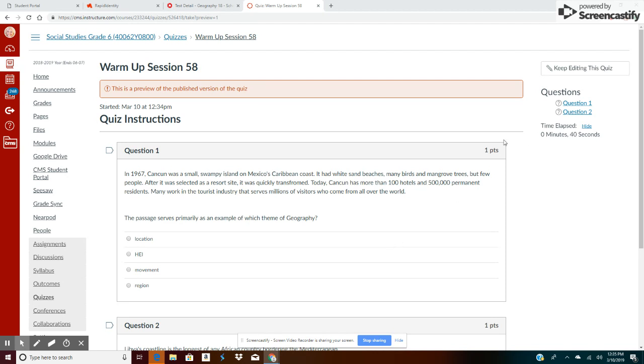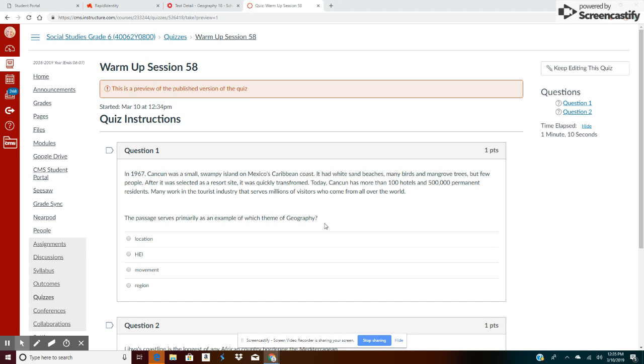As always, before we even read the passage, we're going to read the question. The passage serves primarily as an example of which theme of geography. Now, there's 5 themes of geography, and there's only 4 answer choices. So let's go down and actually look at our answer choices so we know what we're going to be looking for and what we're not going to be looking for. Our choices are location, HEI, movement, and region. What's missing here is place. Place is what's it like when we get there, so we don't have to worry about that.